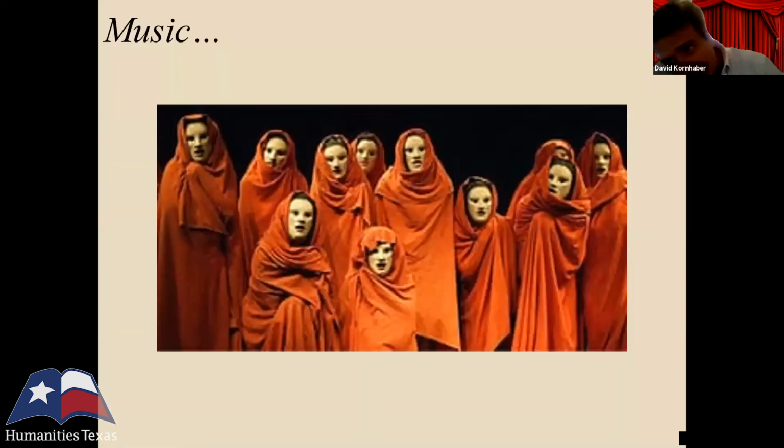Now, there's 2 other elements, and these for Aristotle are the least important of the elements. One is music, and this one is not going to be so relevant to us. I put it in there because it is one of Aristotle's categories. For most plays that you would teach in a high school classroom, music isn't probably going to be part of it. Aristotle was thinking of Greek tragedy. That's what he was reading in the 4th century BCE. And so he's thinking of the Greek chorus.